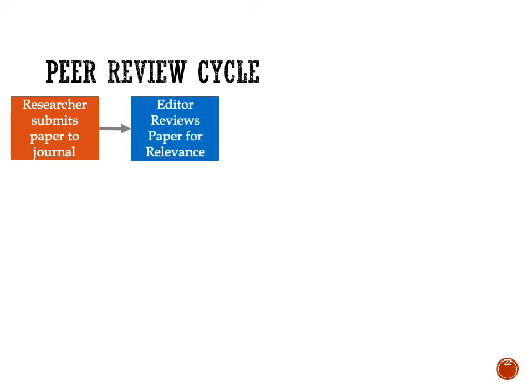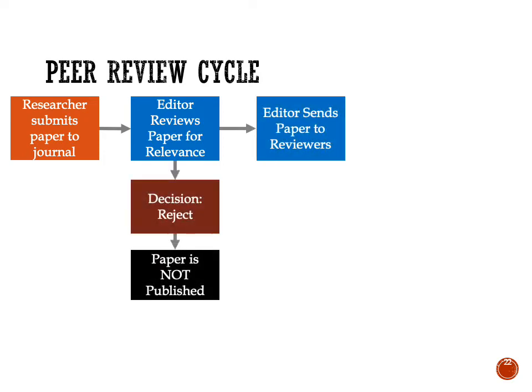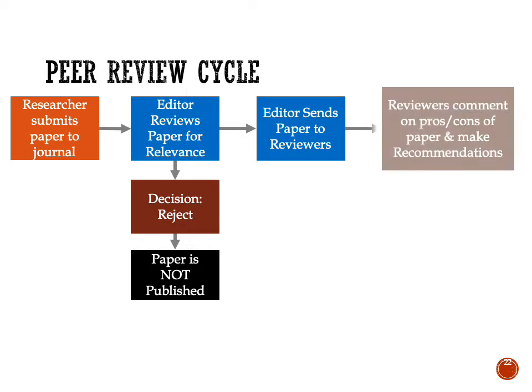The peer review process is rigorous, and I'll walk through the steps of how that goes. A researcher will submit their paper to the journal. It's going to go straight to the editor. The editor is reviewing the paper just to see if it's relevant for this journal. If not, they reject it. The paper will not get published. If it is, the editor is going to send the paper on to the peer reviewers. Oftentimes there are 2 reviewers. Some journals have different numbers depending on the journal.